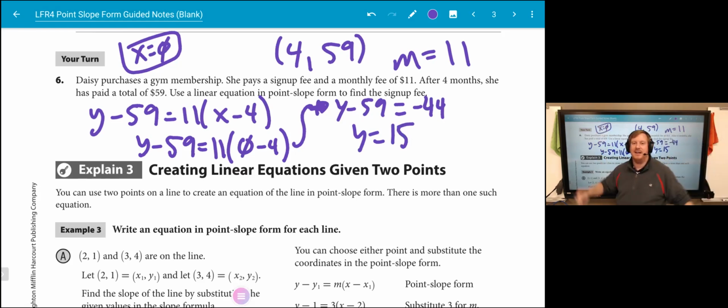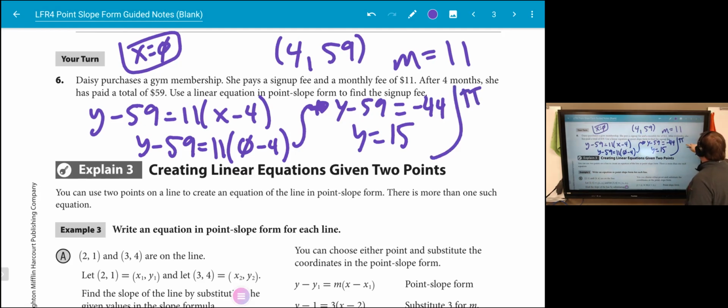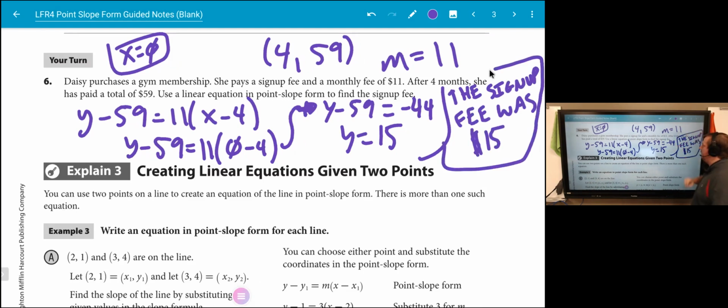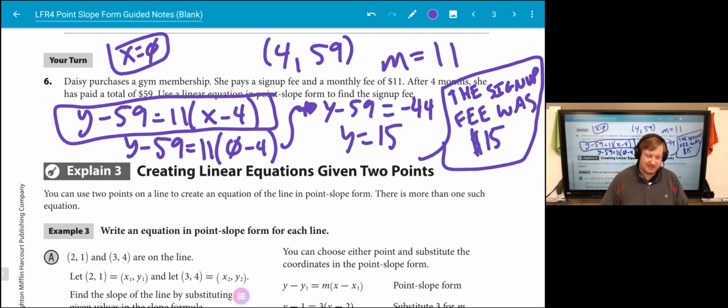Yay, 15, I'm done. No. We need to write it out. The sign-up fee was $15. That is the important part in there. This equation, this outcome. The sign-up fee was $15. All right, so that is what I want you guys to look at here.